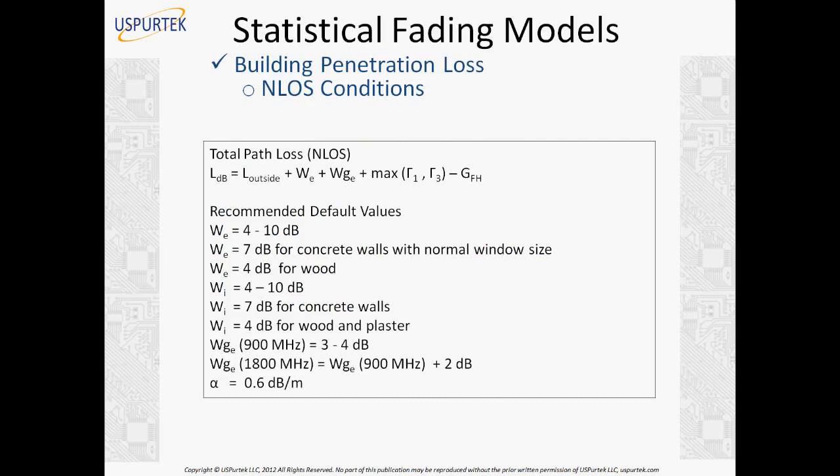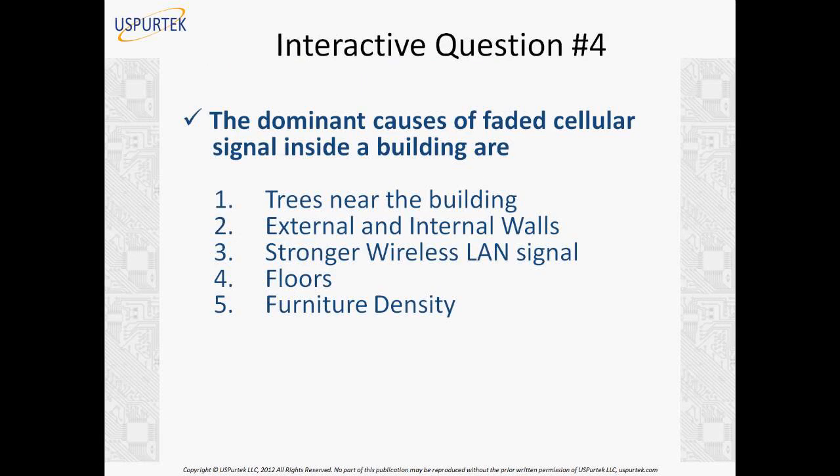Okay. So let's pause for a while and try to answer this question. The dominant causes of faded cellular signal inside a building are: trees near the building, external and internal walls, stronger wireless LAN signal, floors, furniture density. So what do you think causes a signal level to fade inside a building?